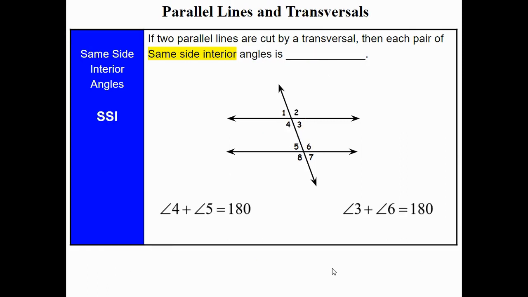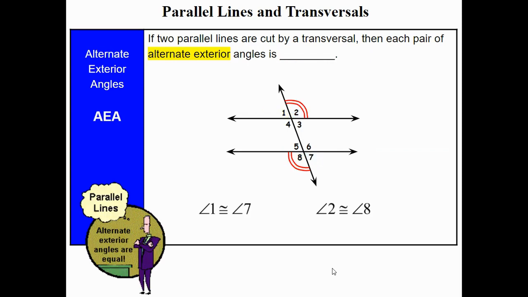Same side interior, they are supplementary. Here's those examples. We have same side exterior, they're supplementary. Here's the examples, 1 and 8, 2 and 7. Supplementary meaning 180. And then alternate exterior, they are congruent. And that would be 2 and 8, 1 and 7. So if you know one, you know the other.